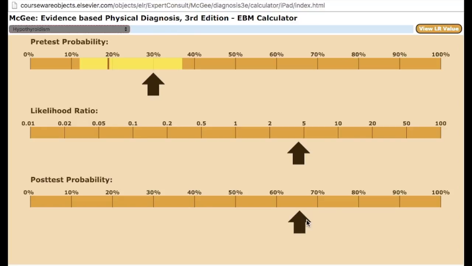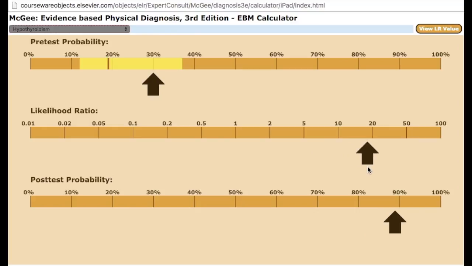Remember I said that negative likelihood ratios are not that good. So if they don't have delayed deep tendon reflexes, remember the negative likelihood ratio is 0.6. So we move down here, and we see that our probability goes from 30% to about 23% or so. Not a big difference. So a negative finding there doesn't really help us that much. And that's what I mean when I say the negative likelihood ratios are not great for some of these physical exam maneuvers. They're way better for ruling in hypothyroidism than ruling it out.